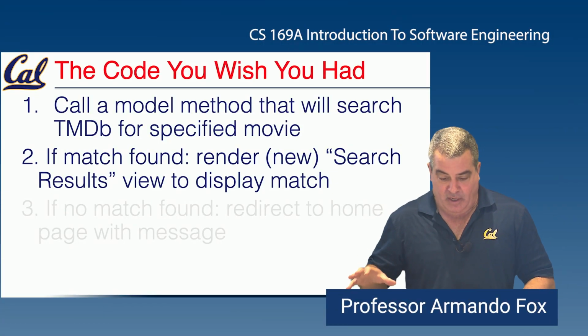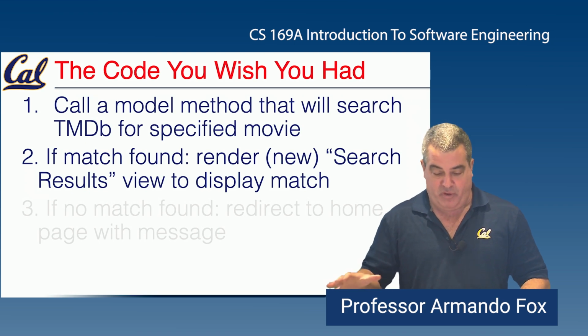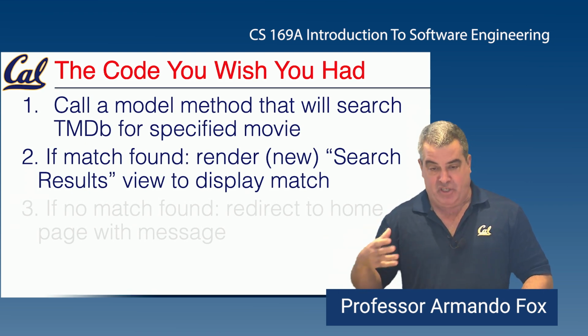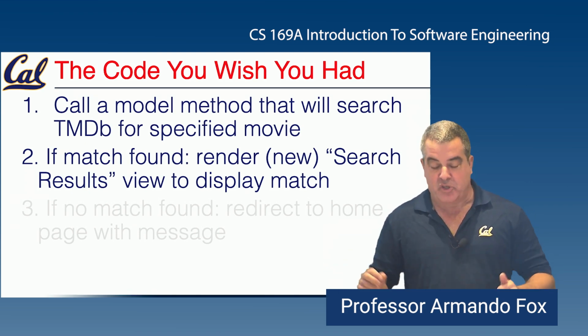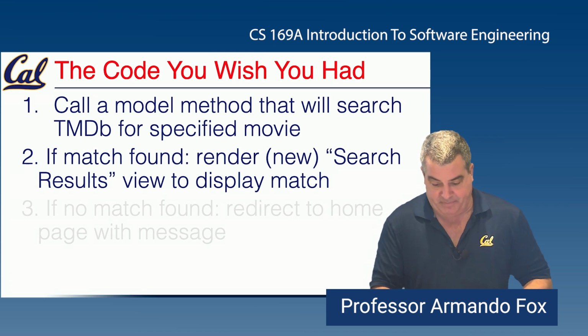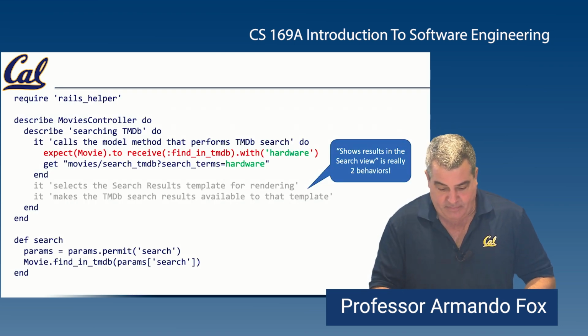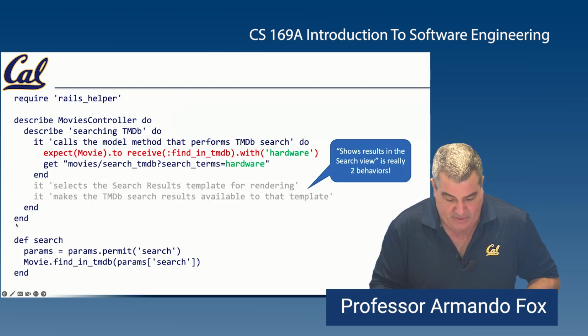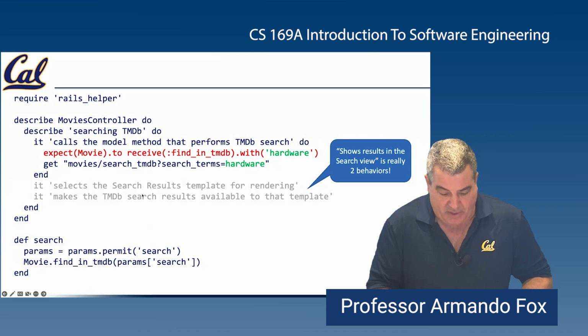We're going to call a model method that searches TMDB for a particular string. If a match is found, then we're going to render this new view in order to display the match. So this is how far we've gotten so far.